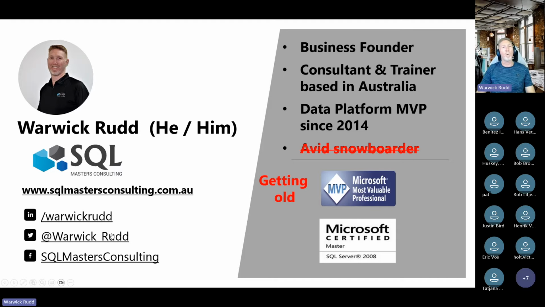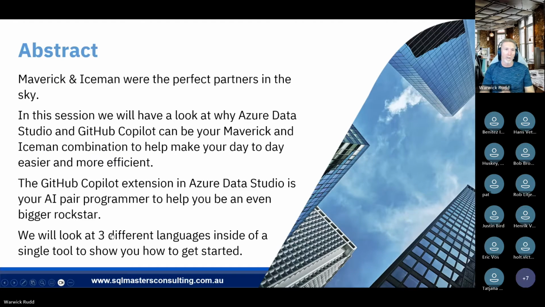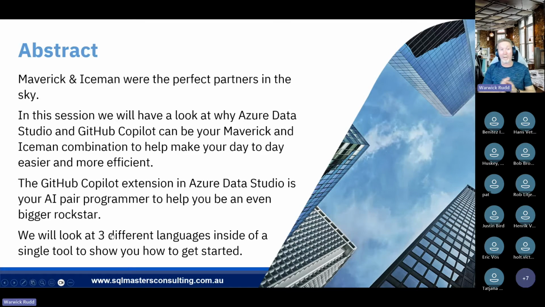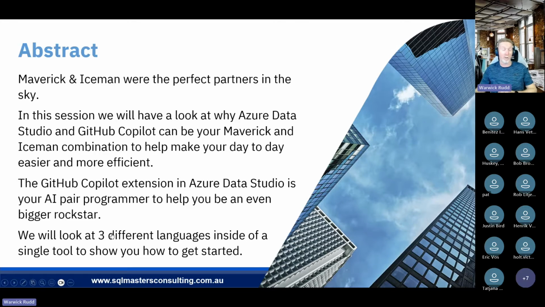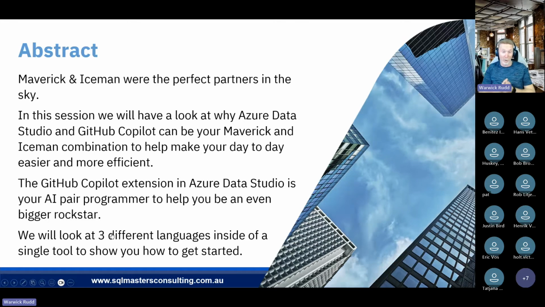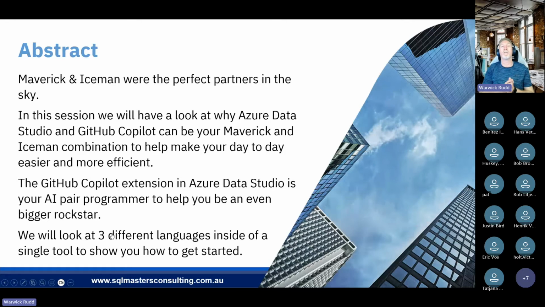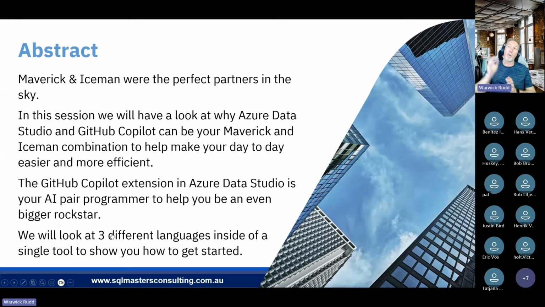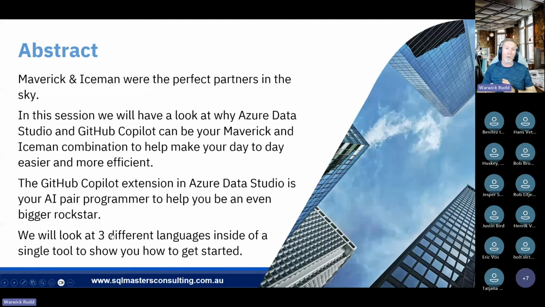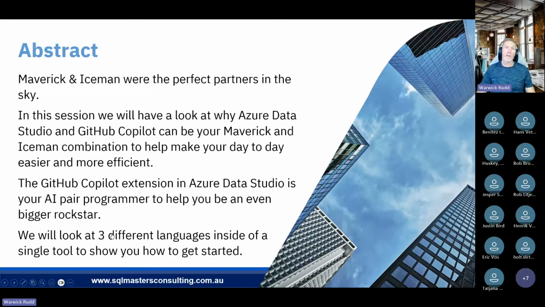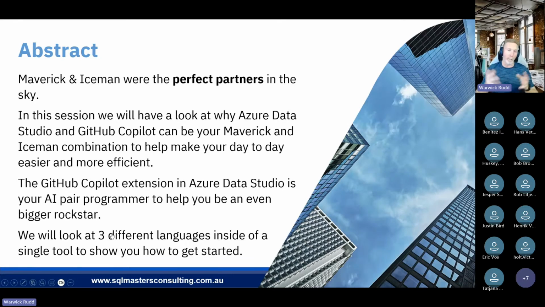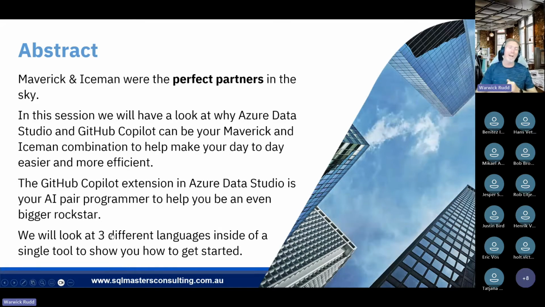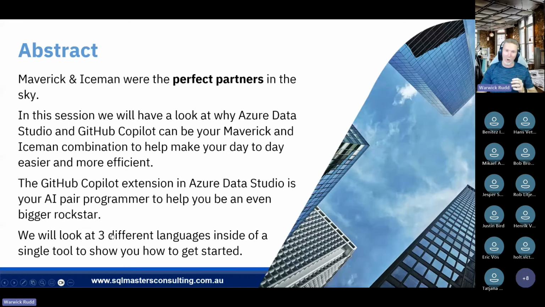So what are we here to talk about? Here's the abstract. Hopefully you've had the opportunity to read it, and that's why you've come to this session and not one of the other sessions happening right now. If this is not the right session, I won't be offended. You still have time to jump into another. I'm not going to go through the abstract, but I want to take you through a little bit of a journey and point out how GitHub Copilot and Azure Data Studio are like Maverick and Iceman, perfect partners in the sky.